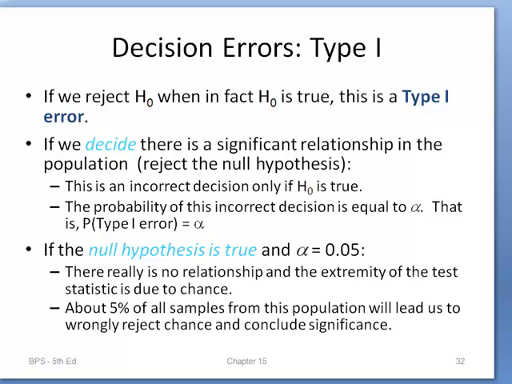If we decide there is a significant relationship in the population, we reject the null hypothesis. This is an incorrect decision only if H0 is true. Now the probability of this incorrect decision is equal to alpha. That is the probability of rejecting the null hypothesis when it was true, that's a type 1 error. The probability of that type 1 error is alpha. So we want to minimize alpha, and our most common alphas are 0.01 and 0.05.